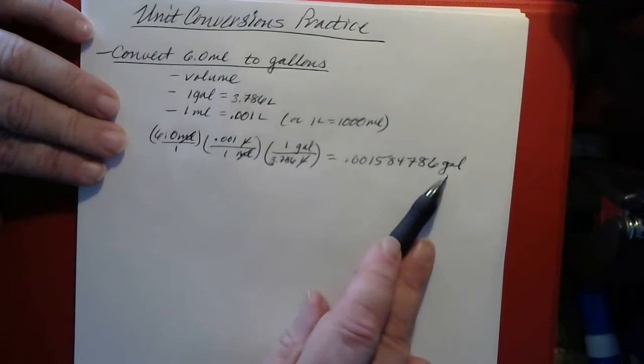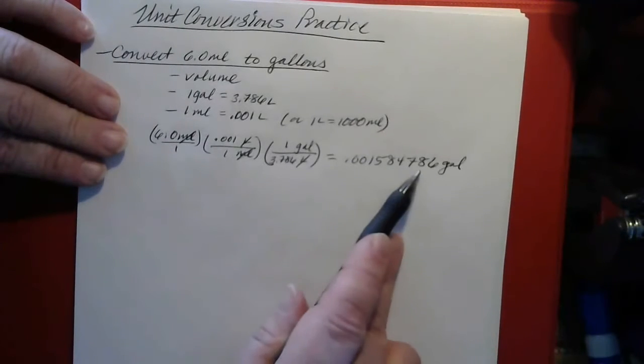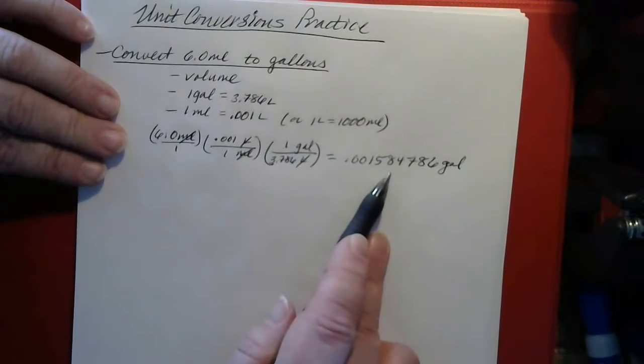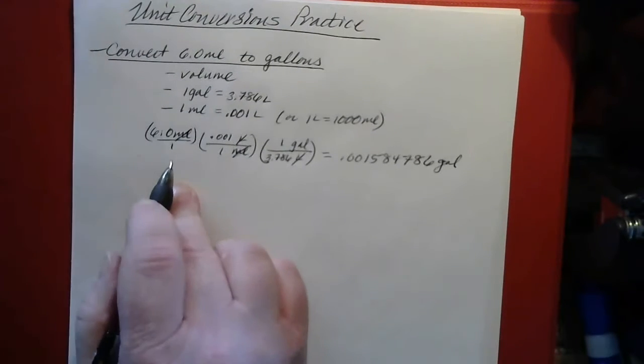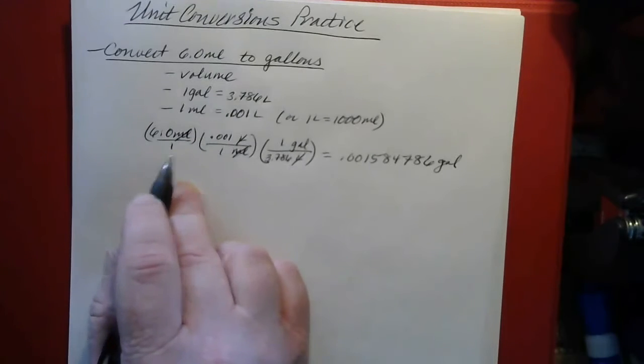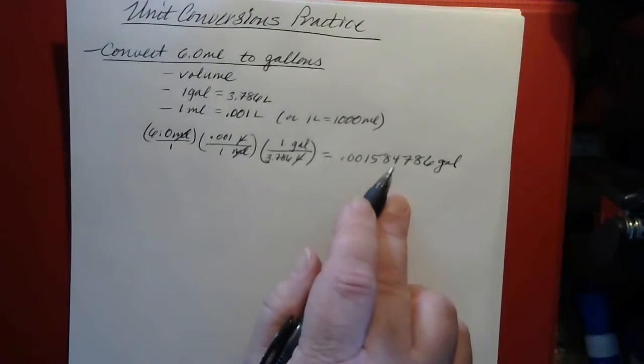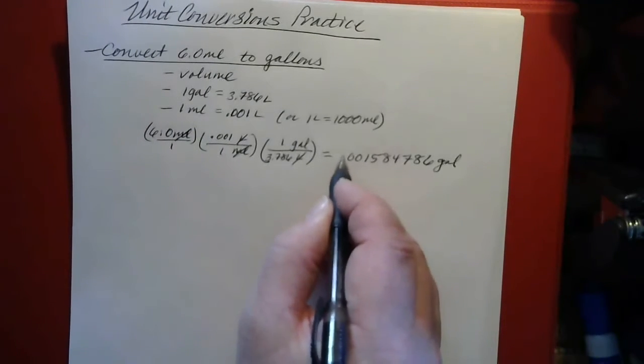Okay, so that's a pretty small unit of volume. Gallons, on the other hand, are pretty big. So if the unit gets bigger, the number should get smaller. And it did, so that's a good sign. Now we need to think about significant figures, because clearly, this is what the calculator gave me. Clearly, that's too many.